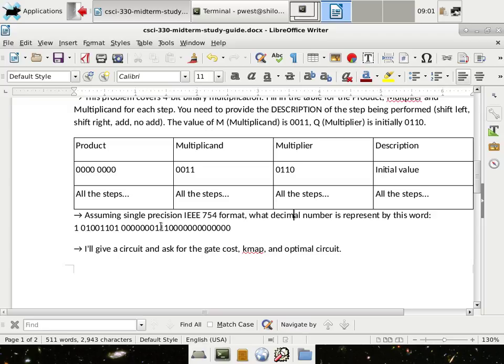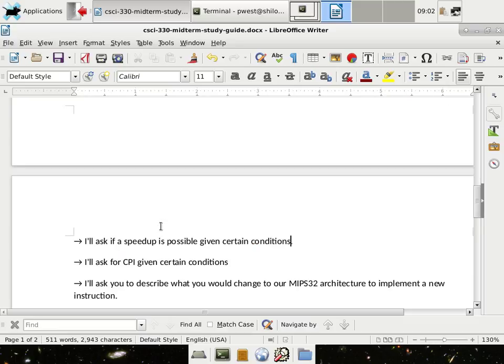Assume IEEE 754 format, aka floating point. What's the decimal number represented by this word? Plug it in. I'll give you a circuit and ask for the gate cost, K-map, and optimal circuit.